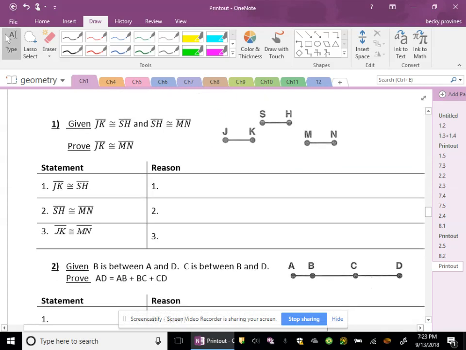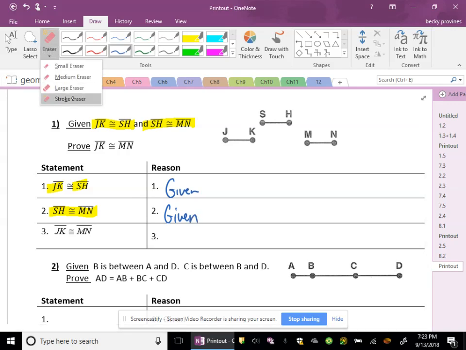All right, number 1 again. This one's really, really easy. We have JK is congruent to SH. How do we know that? It is given. How do we know the next step? It is given. Really, you can combine these together. If you were doing your own proof, they wouldn't have to be separate. I think the reason they did that is so you can easily see what's happening.